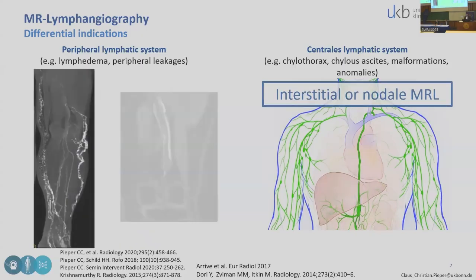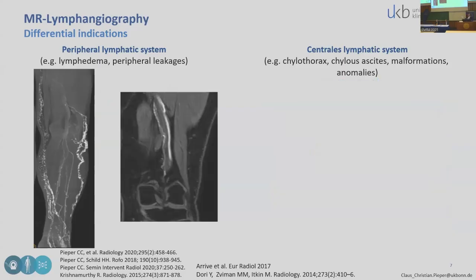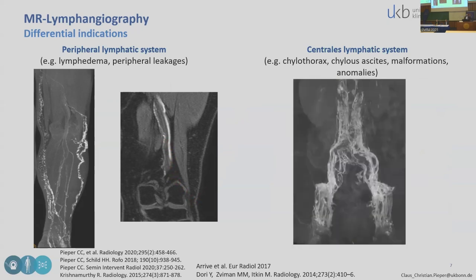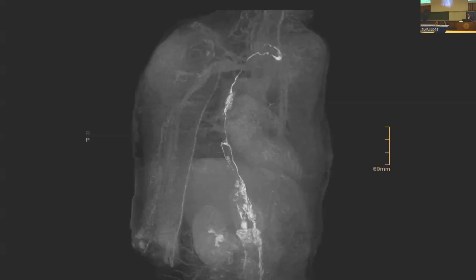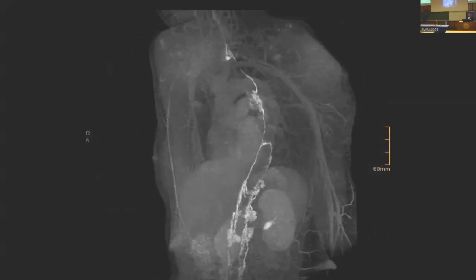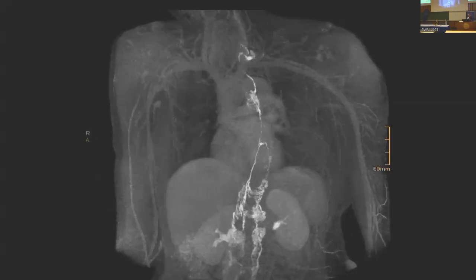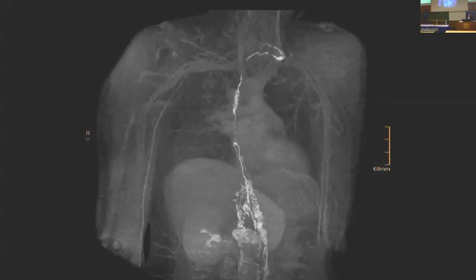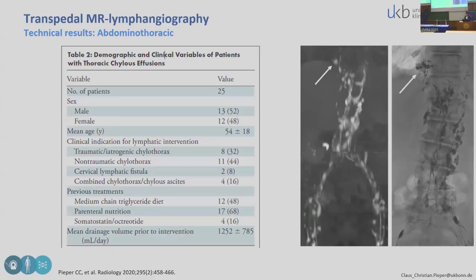These are just some typical examples of the superficial peripheral and the deep lymphatic system of the leg. And this is how the central lymphatic system can be depicted with a nodal MRL, and then you can also reconstruct these 3D volumes to really get an idea of the anatomy of the central lymphatic system in these patients. How well does this work?